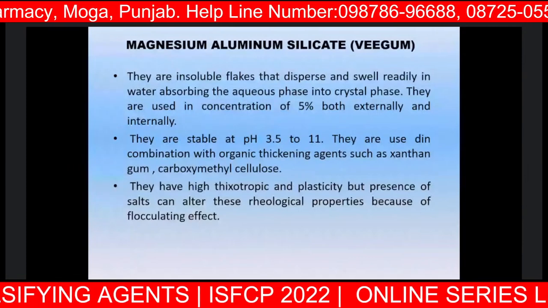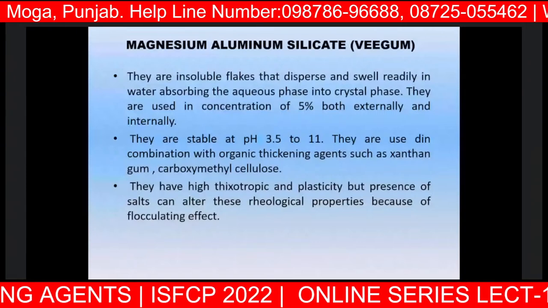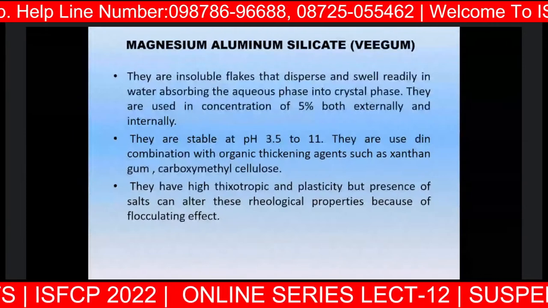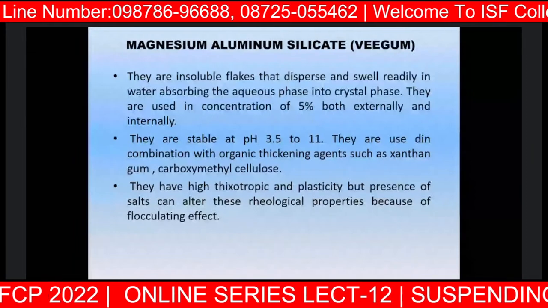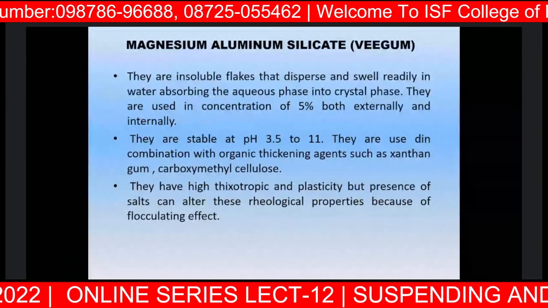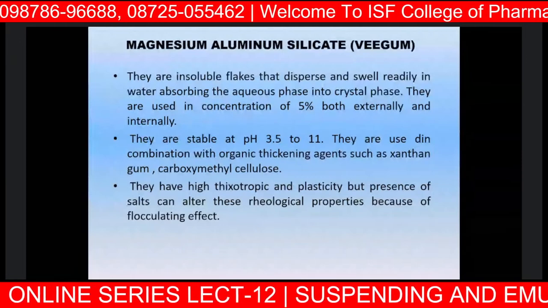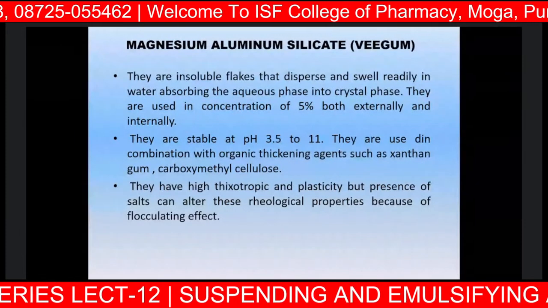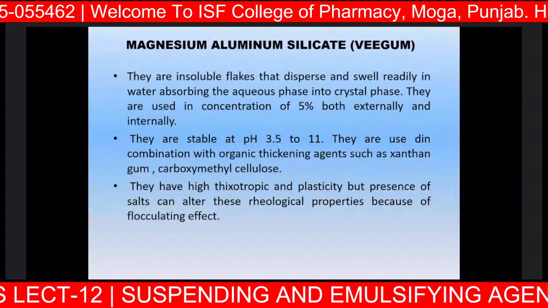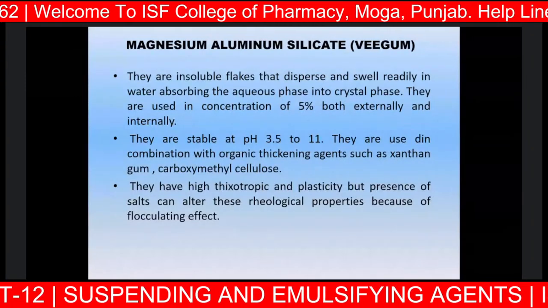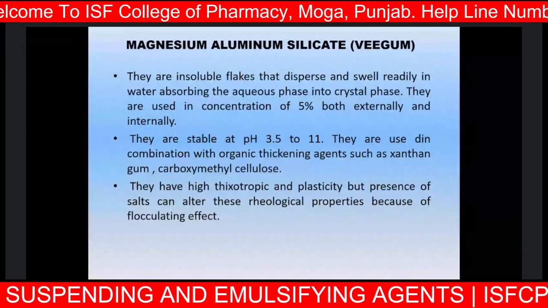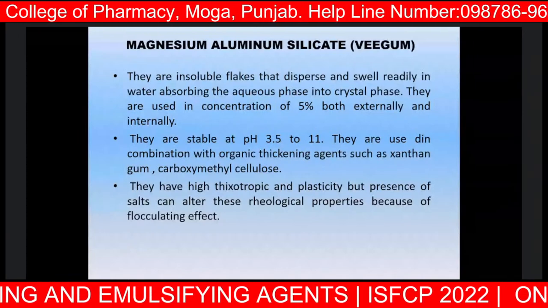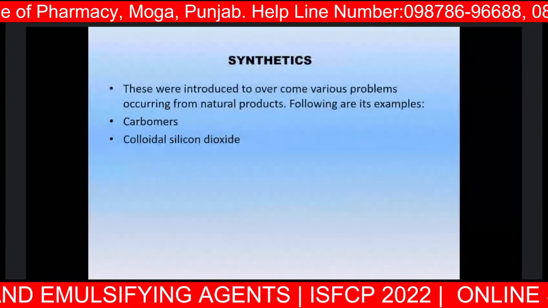Second is magnesium aluminium silicate, that is Veegum, which disperses and swells rapidly in water, absorbing the aqueous phase into its crystalline structure, and is used both externally and internally. They are used in combination with organic thickening agents such as xanthan gum and carboxymethyl cellulose, and they have high rheological properties because of the flocculating effect.